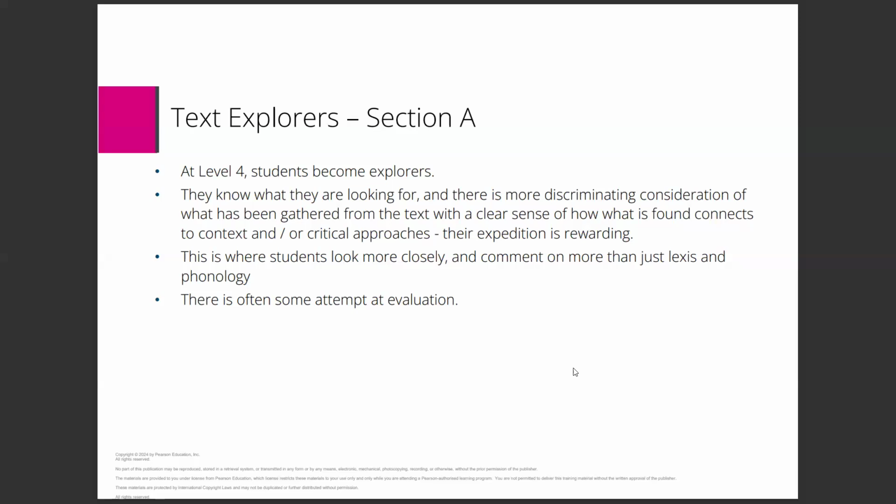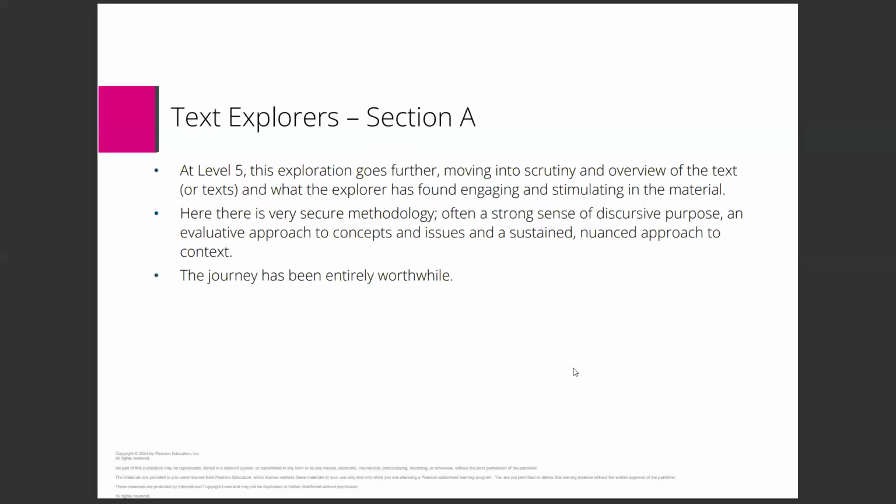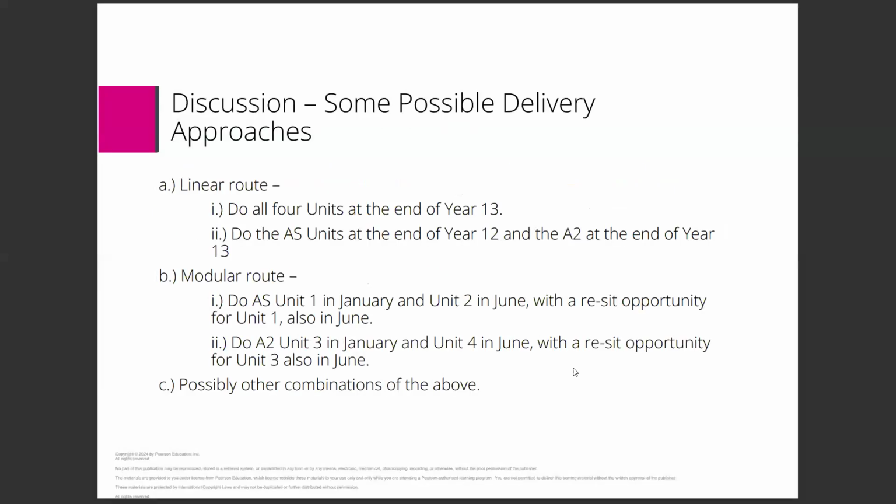Students are looking more closely at things, but they're also able to zoom out. They're also able to look at larger structural or generic features, and they are trying to evaluate. And again, as we said, with that past answer, we had to dig a bit for some of the evaluation in places, but that doesn't stop it. At level 5, we have scrutiny and overview. Sometimes, as you say, what we think was just analysis actually is overview, and it's engaging and stimulating. There's secure methodology, a secure idea driving the response and a sense of discursive purpose. So there is an exploration, and there is a seeking out of those connections.